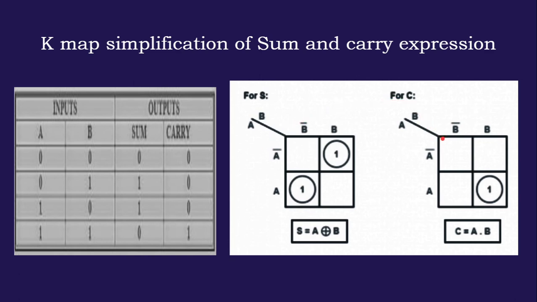Now come to the Karnaugh map of the carry column. The carry column says that all the values are 0 except position 3. So this is the Karnaugh map for carry, with positions 0, 1, 2, 3. Now the third position has the value 1, and the remaining are 0, so they are left blank. So how is the expression formed? From the Karnaugh map it is A, B. So C is equal to A into B. So this is how the Karnaugh map helps to find the expression for the sum and the carry.